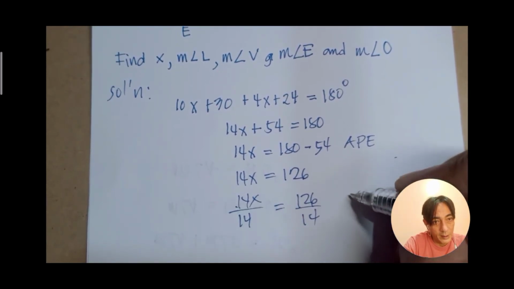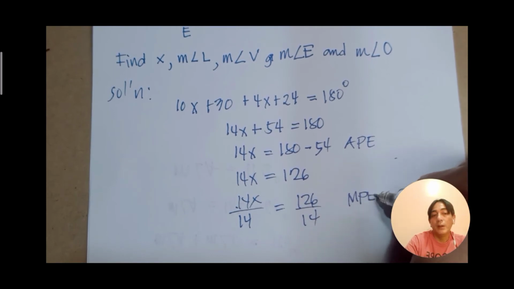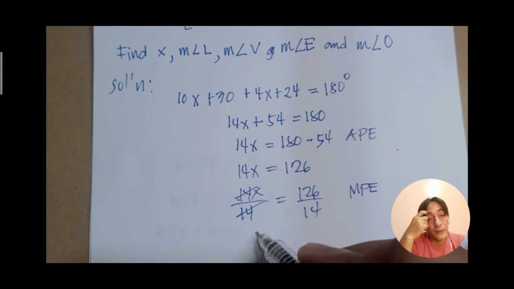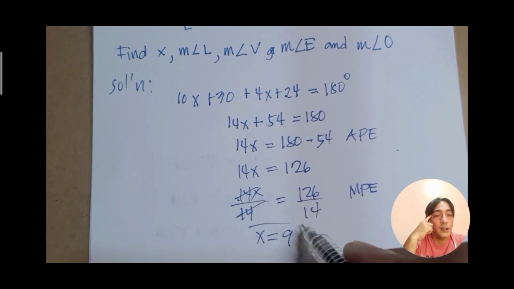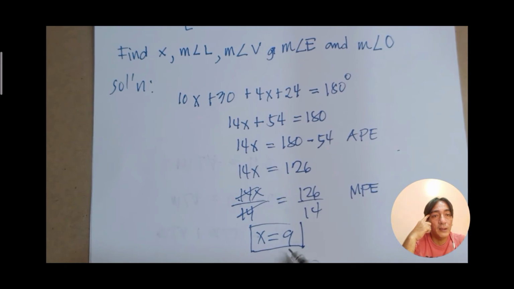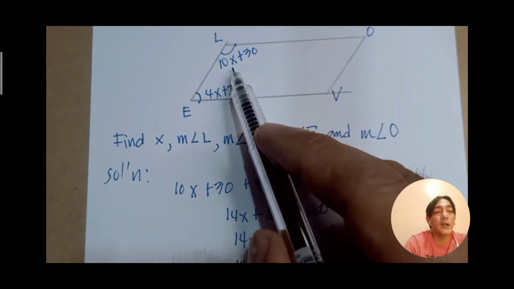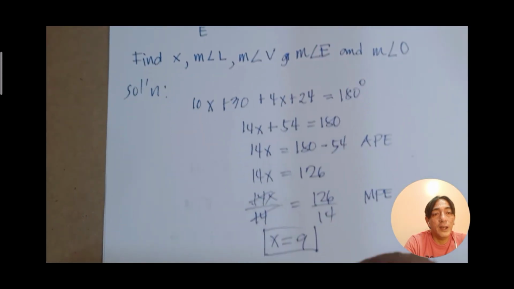We can get 14 divided by 14 will be x, na lang ang matitira, 1x. So 126 divided by 14 is 9. I think it's 9. So x now will be 9. So nakuha na natin yung value ng x na yan. So kaya natin kunin yung measure ng angle L.